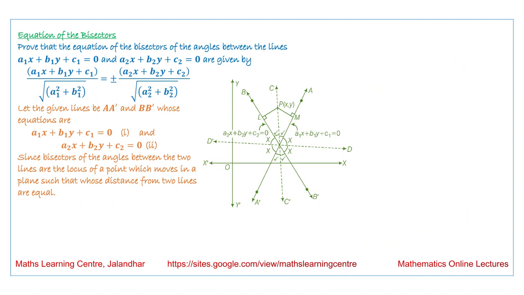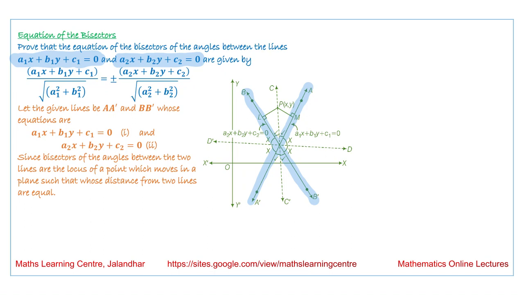Now next we have the equation of the bisectors. So we are considering two lines. These are shown over here in the figure. We are saying this is the line AA dash and this is the line BB dash, and the equations of both these lines are given. It is a1x plus b1y plus c1 is equal to 0, and second is a2x plus b2y plus c2 is equal to 0. These are the two equations of these lines.